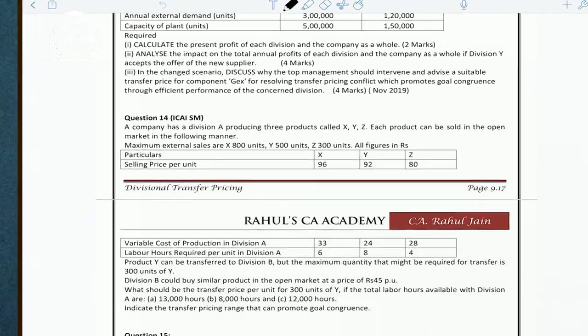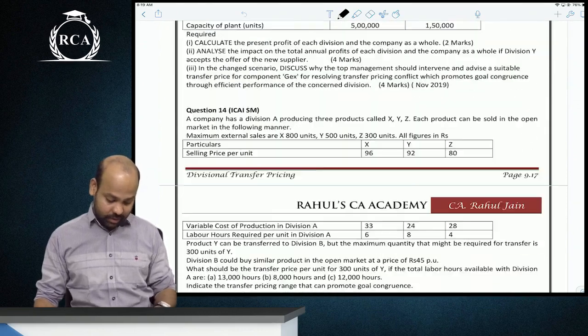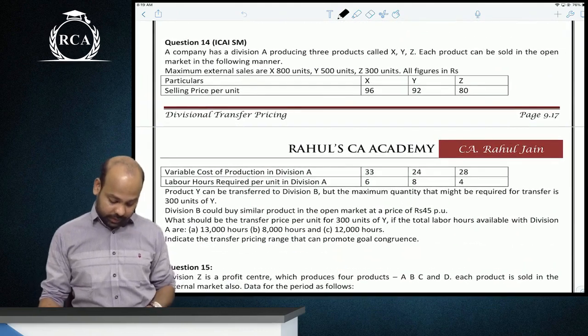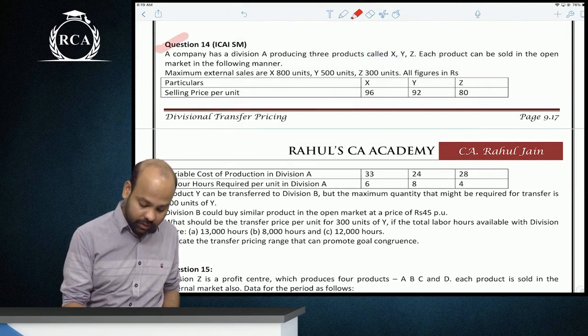One second, where am I? Yes. Here, I hope you all understood the question. Question number 14. This is an interesting question.